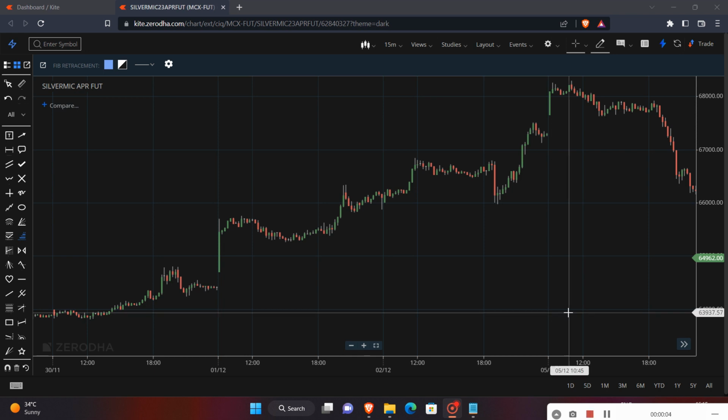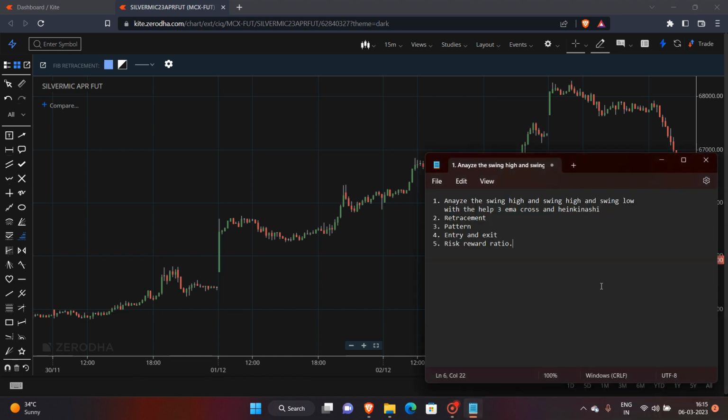So in the last video, we saw that Fibonacci has the golden ratios which exist in nature and it follows. So in this video, we are going to see how to trade with the Fibonacci and how we can analyze the swing high and swing low based on the 3MA cross and Heikin-Ashi.